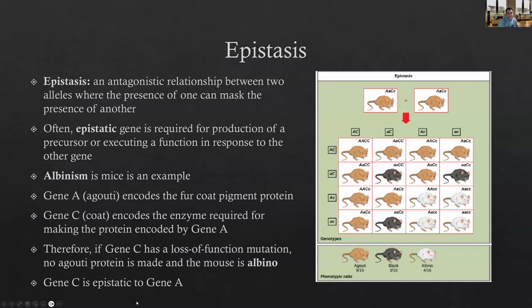So what this tells us is that if C develops a loss of function mutation, no protein will ever get made, and therefore the result is a mouse that's albino, lacking any coat protein whatsoever. In this context, what we would say is that gene C is epistatic to A, because whatever happens at gene C can dictate what happens to A, which is a really interesting genetic outcome. And what people began to realize is we can use this to understand how genes relate to one another.